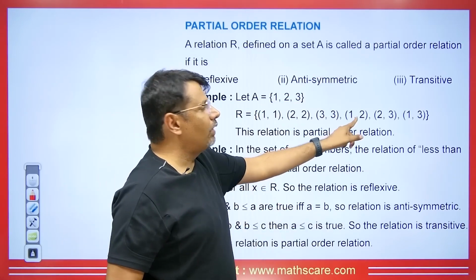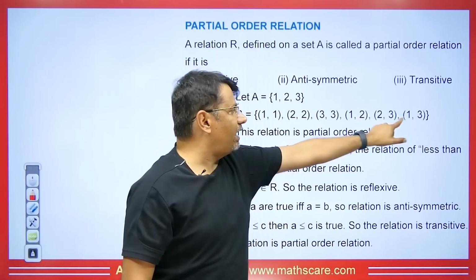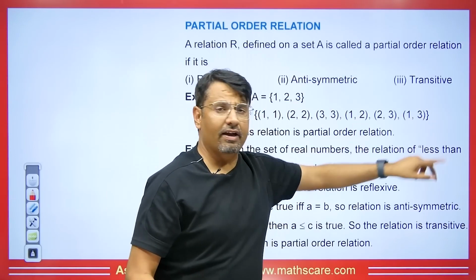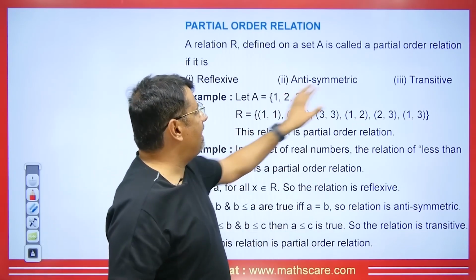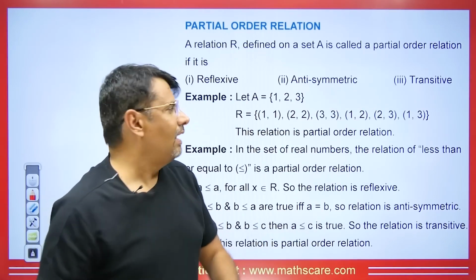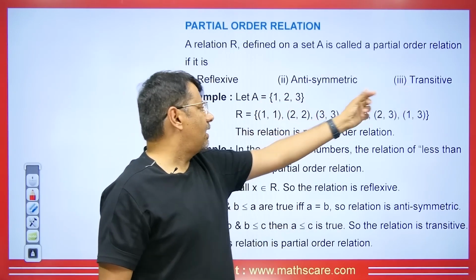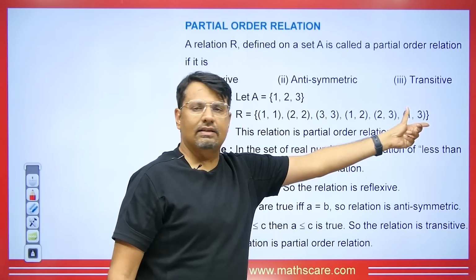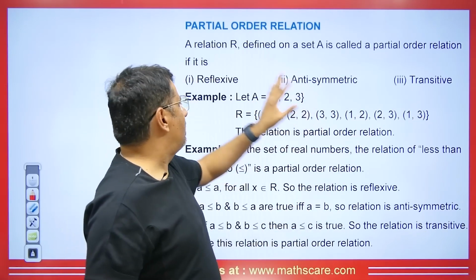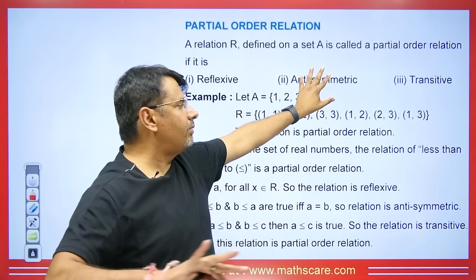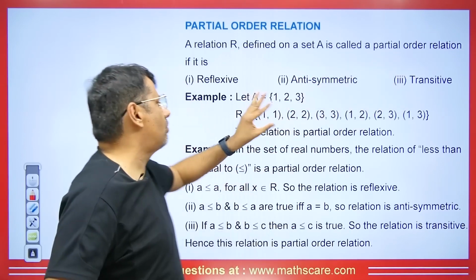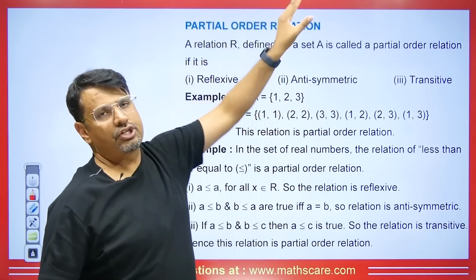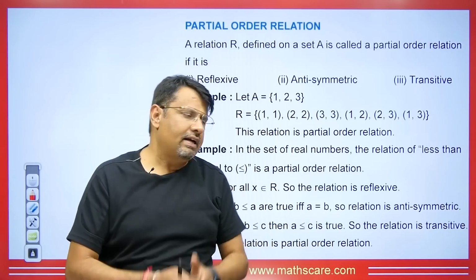However, by any chance, we have 1 with 2 but not 2 with 1, 2 with 3 but not 3 with 2, and 1 with 3 but not 3 with 1. Which means that it is anti-symmetric, right, and it is transitive, as if there is 1, 2 and 2, 3, then it also has 1, 3 in it. So this set is reflexive, it's not symmetric but anti-symmetric and transitive. Hence this relation becomes a partial order relation. That's how we need to understand it.